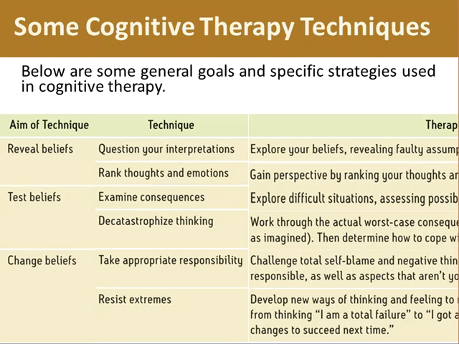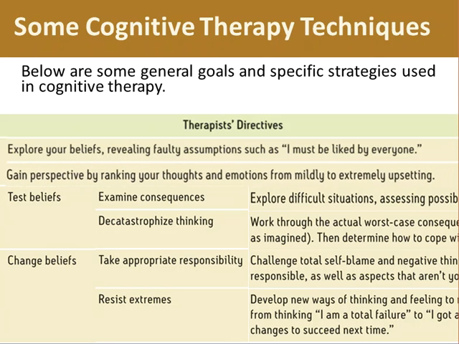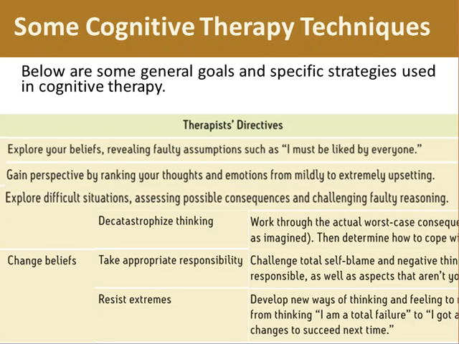So let's look at these examples. Reveal beliefs: question your interpretations and rank thoughts and emotions. Explore your beliefs, revealing faulty assumptions such as "I must be liked by everyone." Rank thoughts and emotions: gain perspective by ranking your thoughts and emotions from mildly to extremely upsetting. You can also test beliefs, examine consequences, explore difficult situations, assessing possible consequences, and challenging faulty reasoning.